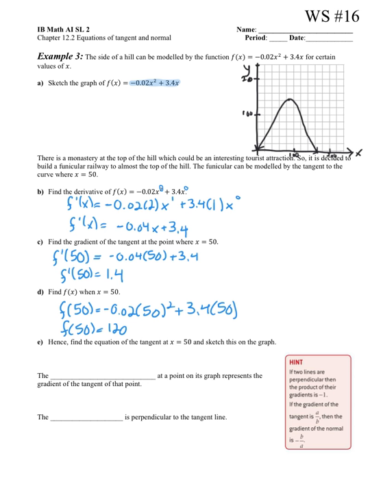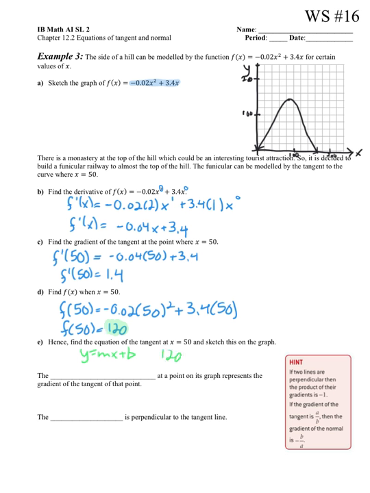And then the last part says, find the equation of the tangent at x equals 50 and sketch this on the graph. So we want to find the equation of the tangent line. So the equation of the tangent line is going to be that y equals mx plus b. All right. So we already know the 120 because we just solved that. That's a y value. So that's what the y is going to be for this equation.